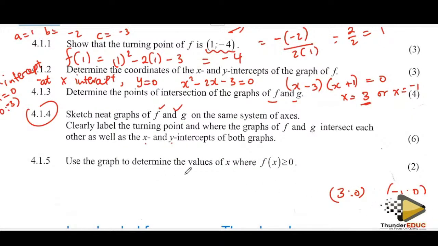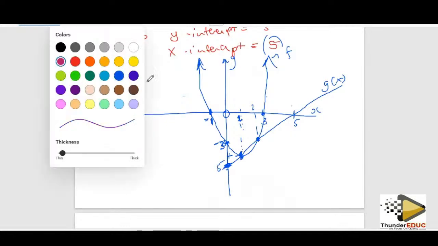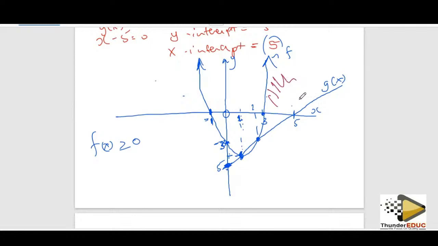Then they're asking us to use the graph to determine the values of x for which f of x is greater or equal to 0. Okay, so f can be greater or above 0 when everything is positive. In other words, where do we find it above the x-axis? So what I'm seeing is that the area to the right, which is this side, and the area to the left, that side, it's above or equal to the x-axis.